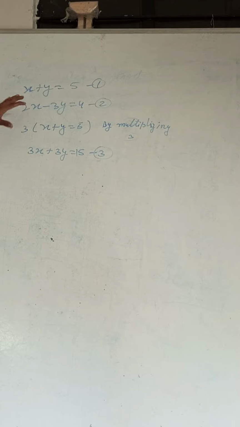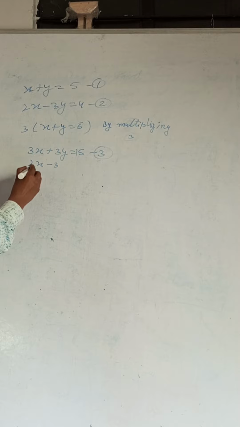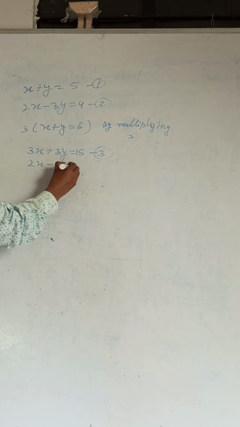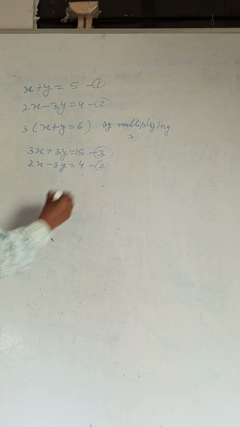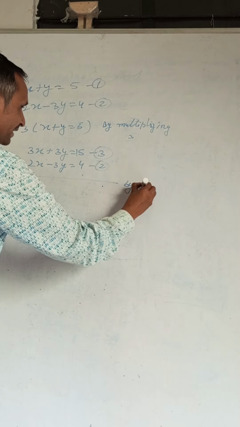Okay, now you can write them up and down. So here I have written 3x plus 3y is equal to 15, and below it 2x minus 3y is equal to 4, which is equation number 2. Up and down I have written, no changes. Now, since the signs are different for y, you are doing the addition. So you have drawn the line and you are adding.